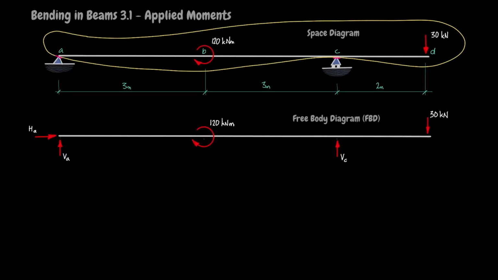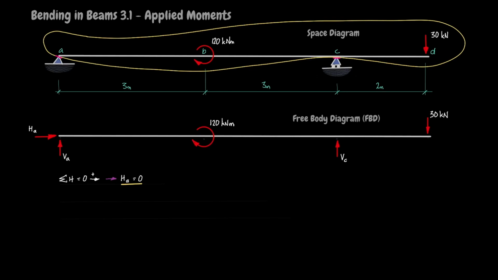Starting with horizontal equilibrium, we see that HA is the only horizontal force, and because horizontal forces must sum to 0, HA must be 0. Inspection of the free body diagram shows that taking moments about A will yield VC.